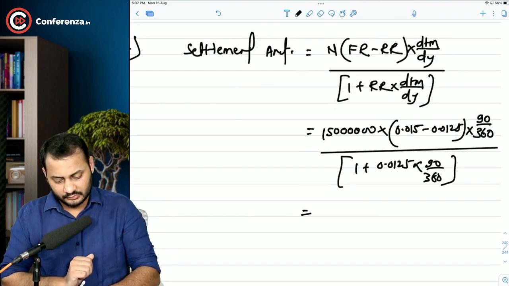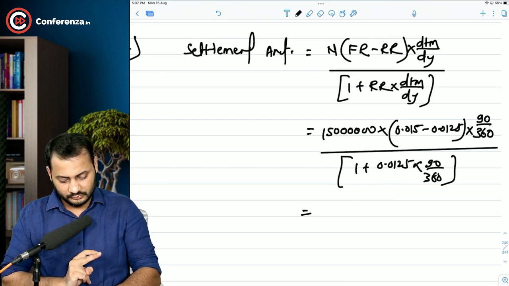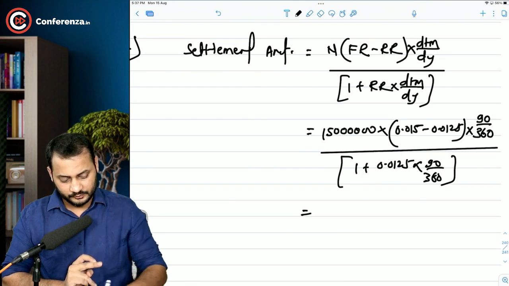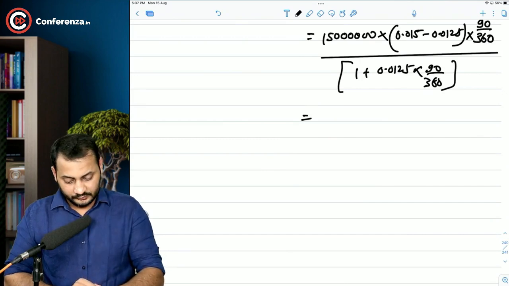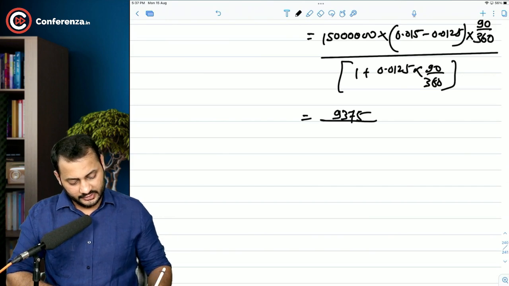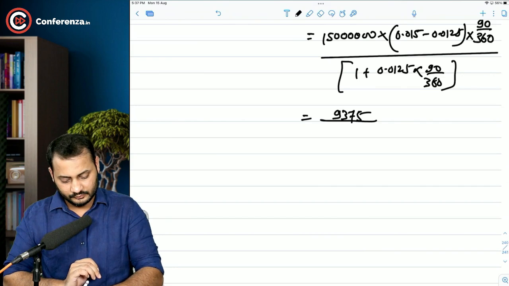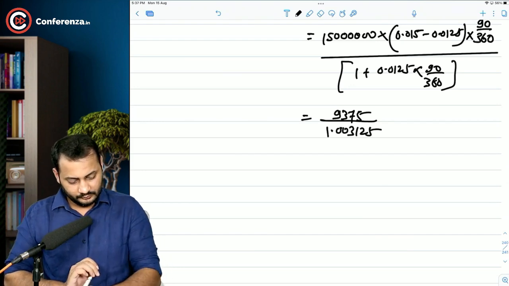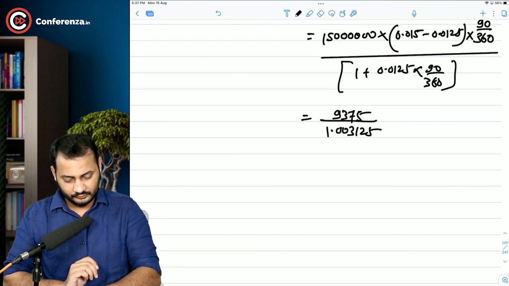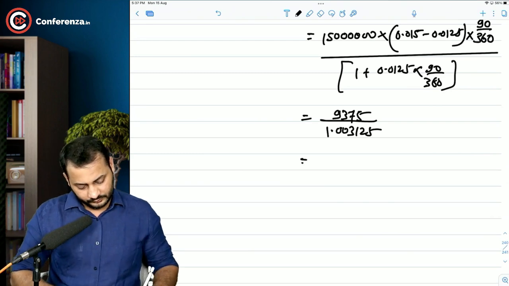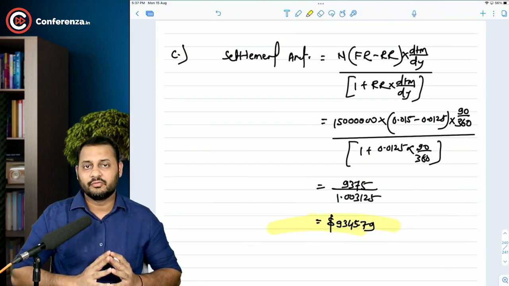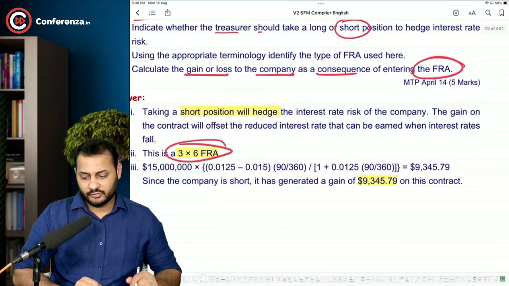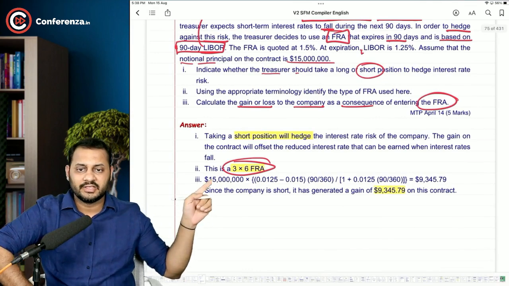Let me calculate it once again. Right, 90 by 360, that's 9375 payable at the end, divided by 1.003125. This is going to be the settlement amount. You will always have to calculate with the help of the formula. You should get 9345.79, the exact amount of calculation. The same formula is being used here.